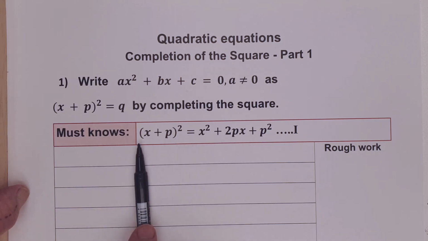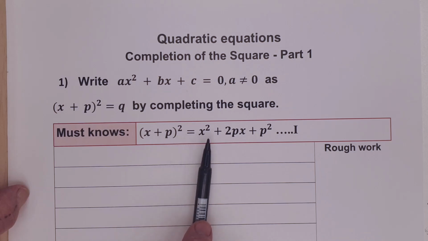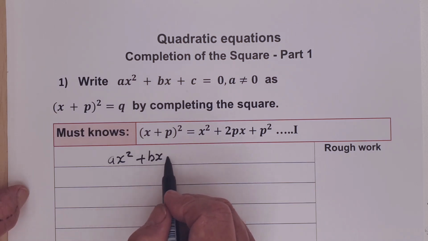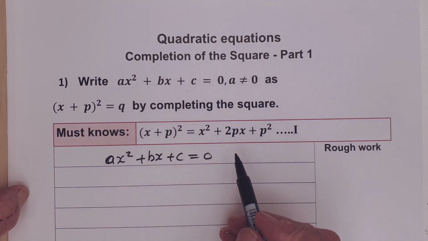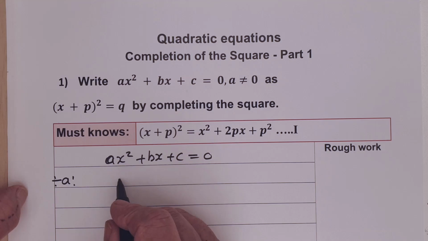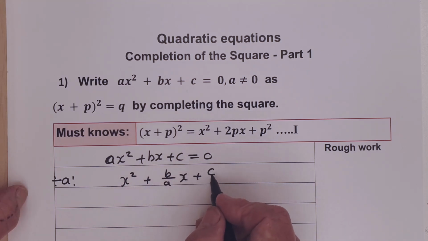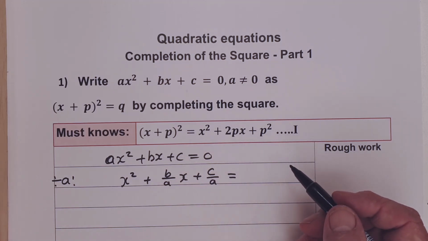The only must know that we now need is this expansion of (x plus p) squared, and we will see how we will deal with that. Good. Let us start with ax squared plus bx plus c equal to 0. Since a is not 0, I may divide by a because I'm not dividing by 0. So in our next step we have x squared plus b over a x plus c over a, and on the right hand side we have 0 over a, which is still 0.